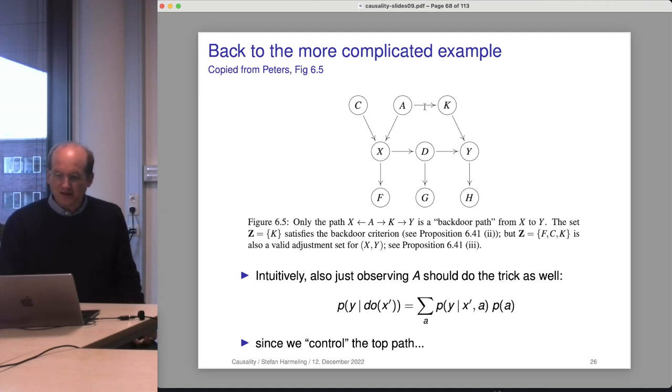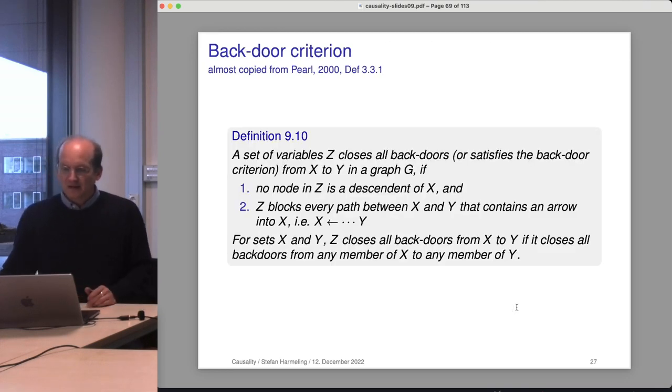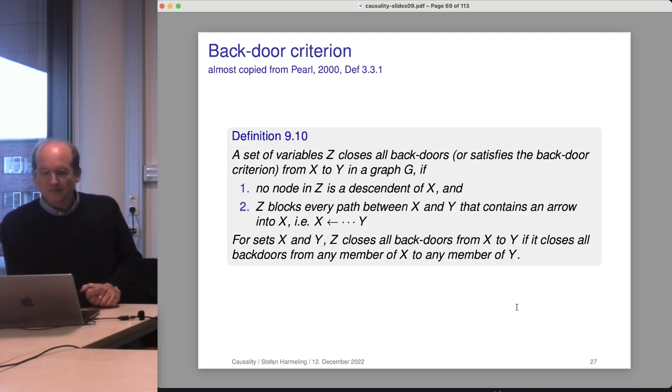And as I said, by that we are kind of controlling this top path, right, by letting the A go and just say P of A, and the X is not influencing the A anymore. And now this closing this upper path, it also turns into a criterion. And this is called the backdoor criterion, okay?